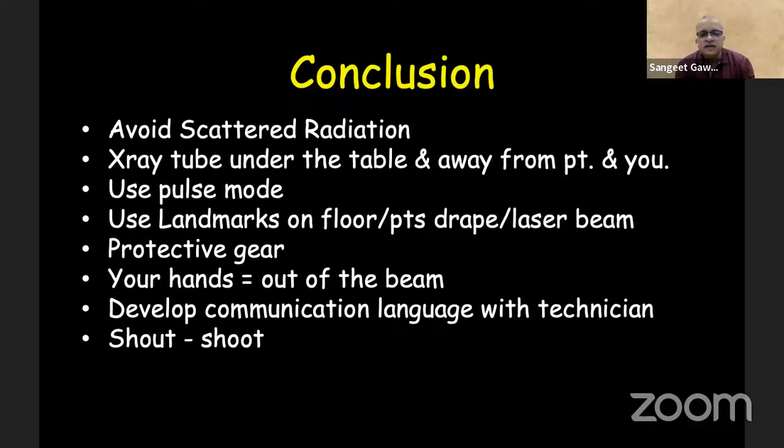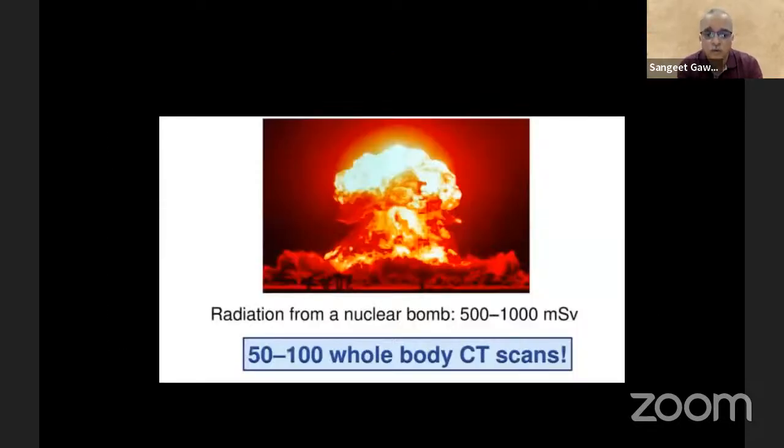Conclusion: avoid scattered radiation, keep the X-ray tube under the table and away from the patient and away from you. If you have to use fluoroscopy, use it in pulse mode. Use landmarks on the floor, the patient's drape, or a laser beam so that you don't have repeated exposure or repeated shoot. Protective gear is a must. Your hand should be out of the beam. Develop a good communication language between you and the technician, and say "shoot" so that the technician will be careful and will not decide to shoot on his own.